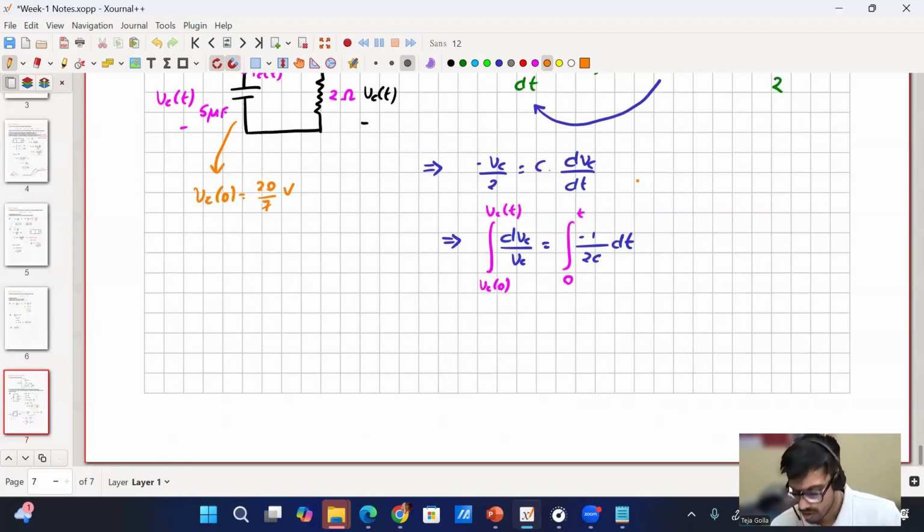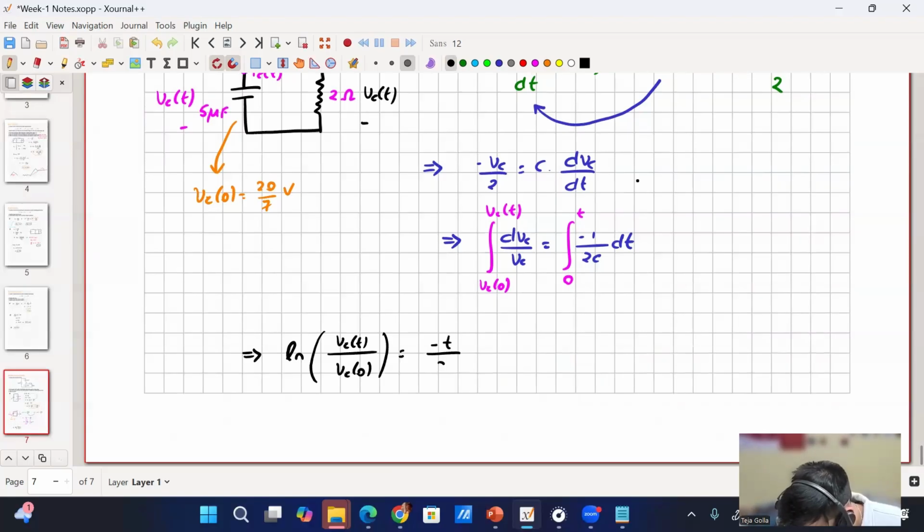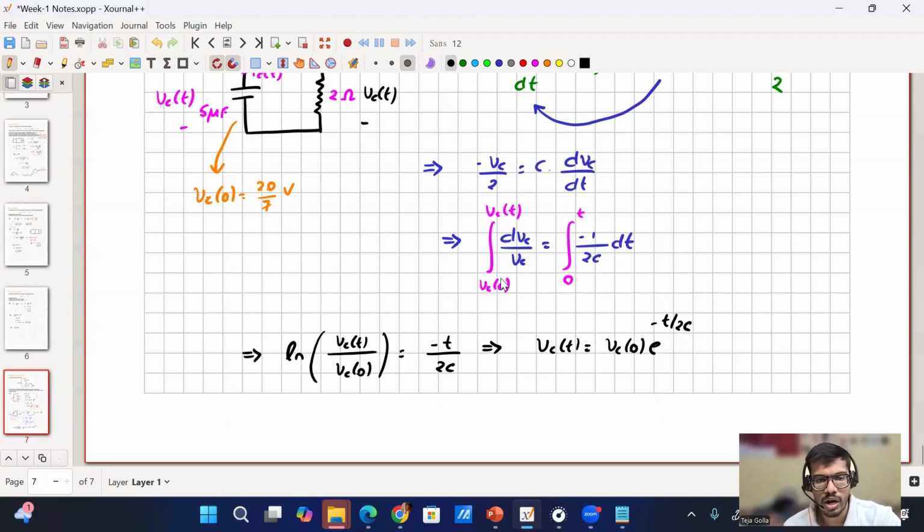So if you solve this, you will get ln of Vc of t by Vc of 0 is equal to minus t by 2c. If I do exponential and then solve, I'll get Vc of t is nothing but Vc of 0 into e to the power minus t by 2c. I have just skipped the math, but it is clear how I am applying the integral and how I am solving.